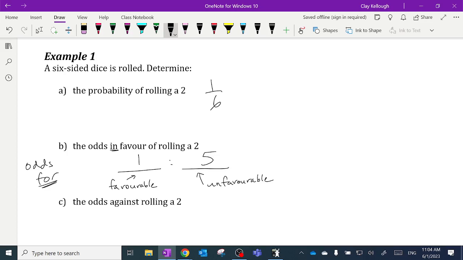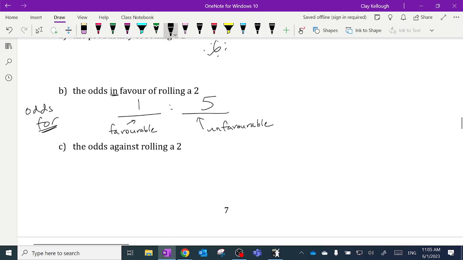Why is it 5 instead of 6? Because 5 things on the die aren't a 2. I don't worry about the total. I worry about how many things aren't what I want to have happen. Both of these things should add up to that number, always. That's how odds work. What are the odds against rolling a 2?